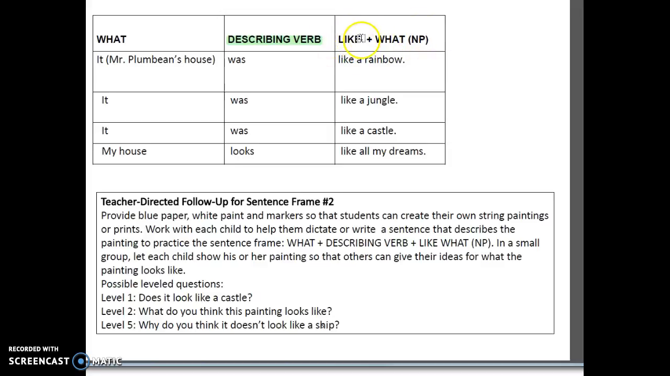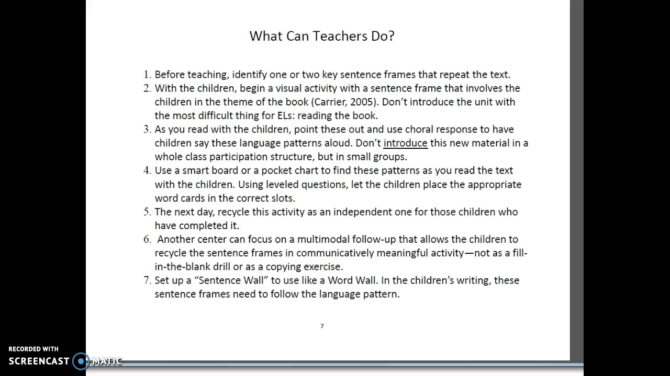And here she's calling this frame the word like plus a what, which is a noun phrase. Technically this is a prepositional phrase, but as she pointed out, you don't have to teach that right now. You can just say we can say was like a rainbow, and see that as a pattern in language. And again, she gives a teacher follow-up here. Again, she gives some advice, and I give that to you too, this is going to be posted for you to read.